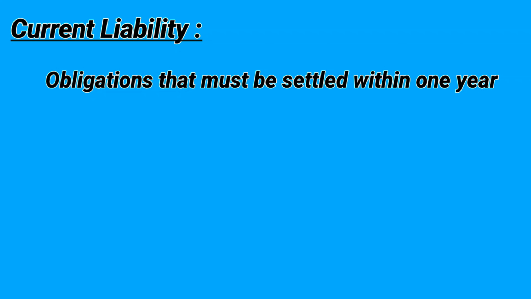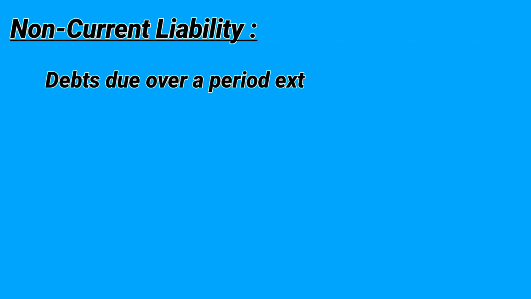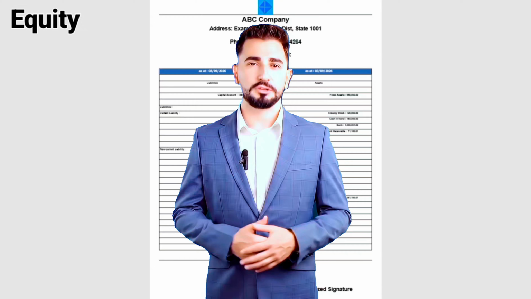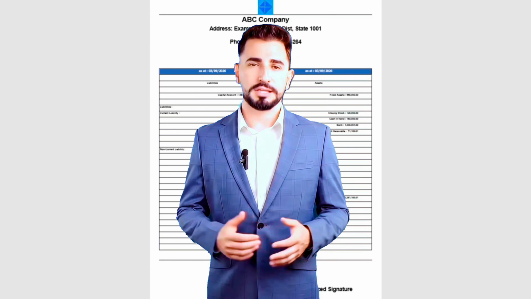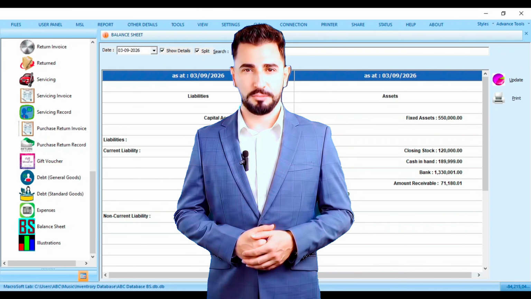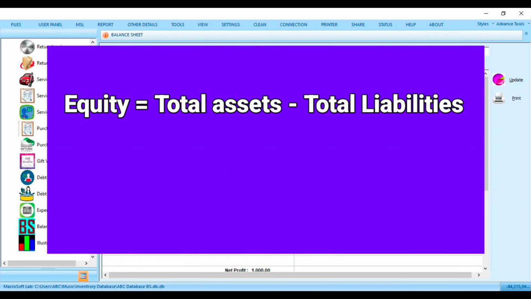Current liability. Obligations that must be settled within 1 year, such as accounts payable, payable tax and short-term debt. Non-current liability. Debts due over a period extending beyond 1 year, such as long-term debt and loan. Equity represents the net worth or ownership value of a company. It is the residual interest in assets after all liabilities are deducted. Following the foundational accounting equation, equity equals total assets minus total liabilities.